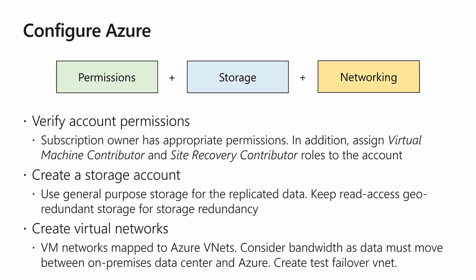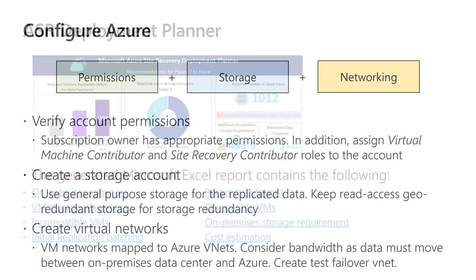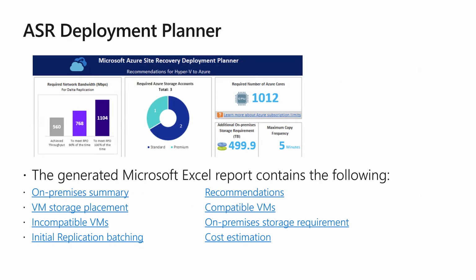In order to get this working, we need to make sure that we've got the appropriate permissions in the Azure tenant to start configuring this. We need to set up a storage account so that we've got a location for the virtual machine storage to go to. We also need the appropriate virtual networks set up so that we can start failing over into a production failover environment or into a test failover environment. But we can talk a bit more about these as we go through.